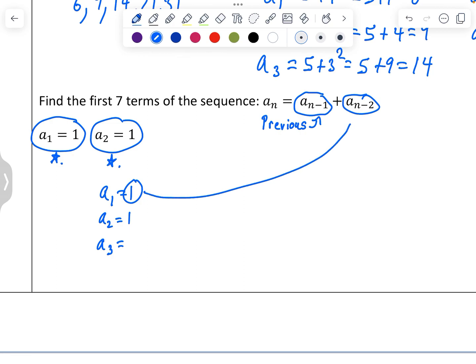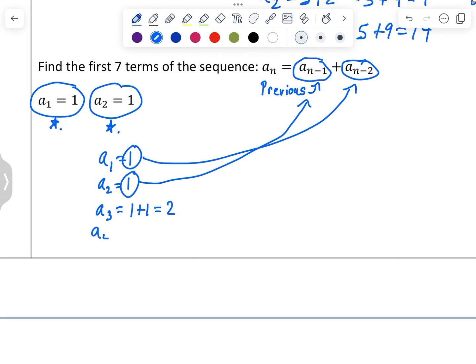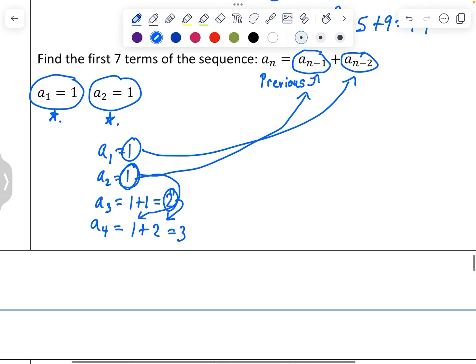Technically what I'm doing is taking this one, it's going into the n minus 2. This one is going in right here. But we end up with 1 plus 1, which is 2. And then a sub 4, to do that, we would have to take this term here and plug it in over here. And then we would also have to take the answer here and plug it in, which is 2. And we get 1 plus 2, which is 3.